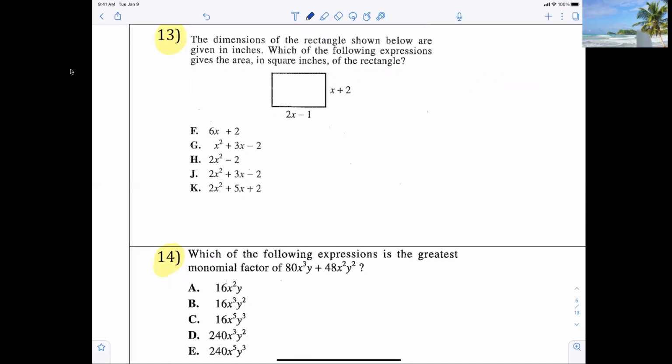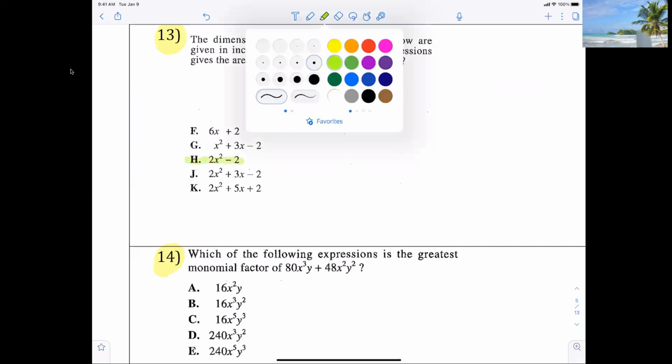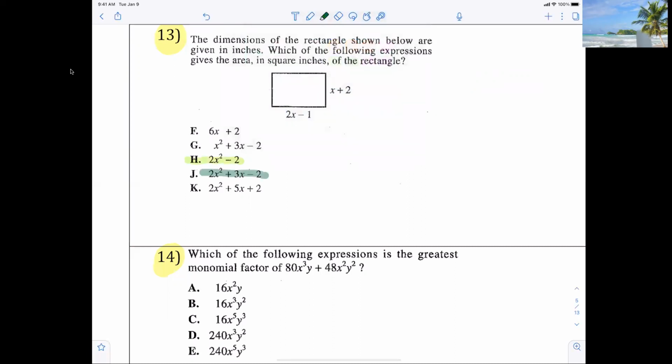The answer here for number 13 is obviously what? H. Somebody said H. Definitely not H. Somebody said J, confidently. Now, how do I find the area? You're just multiplying 2x minus 1 times x plus 2. Well, right off the bat, 2x times x is what? 2x squared. So I know immediately it's not F or G.